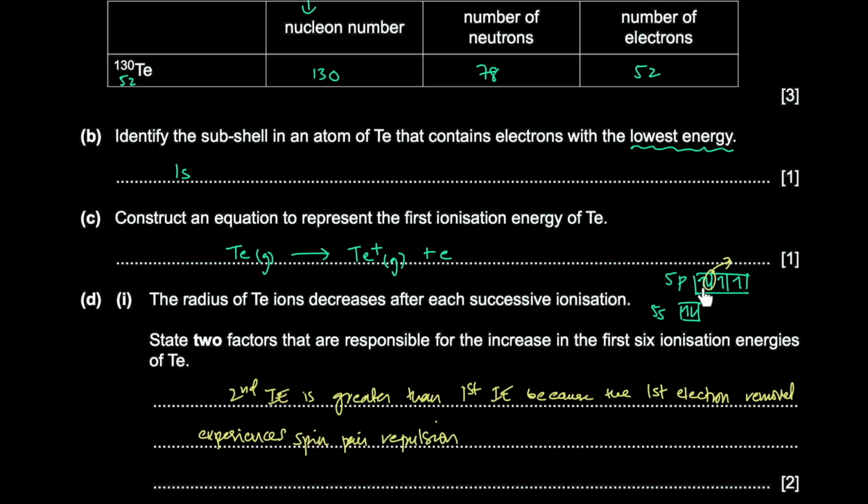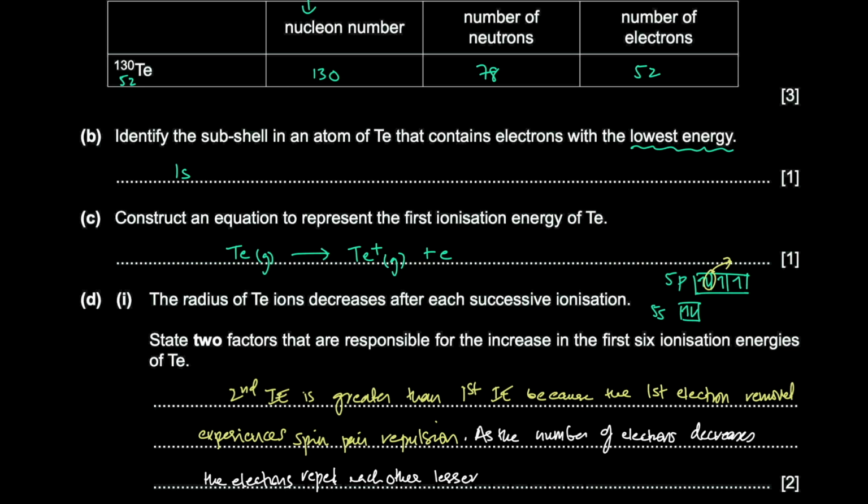Now let's say we remove the first electron. The next electron will be harder to remove. Why? Because you have fewer electrons, so they're repelling each other less. You have fewer electrons in the outer shell. So as the number of electrons decreases, the electrons repel each other less and therefore are more difficult to remove.